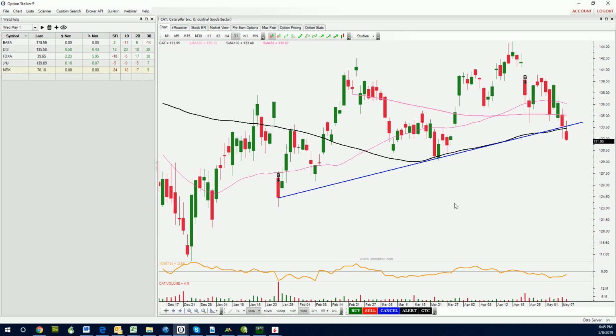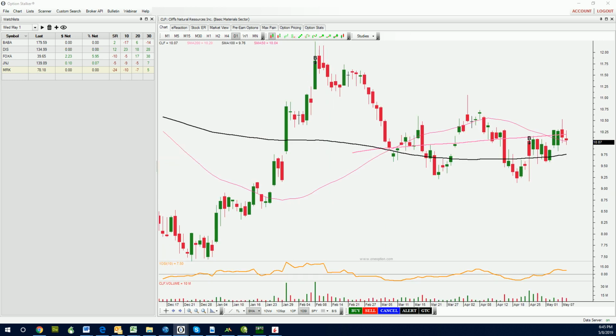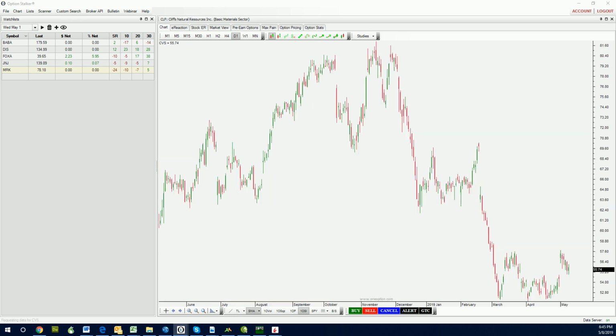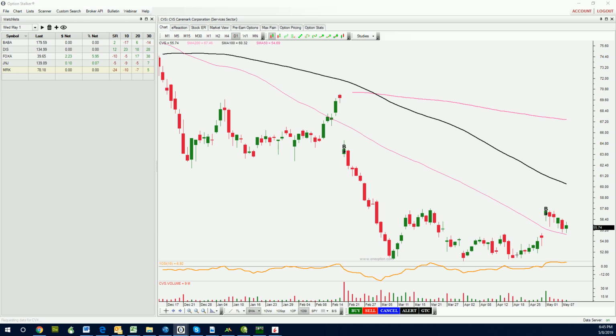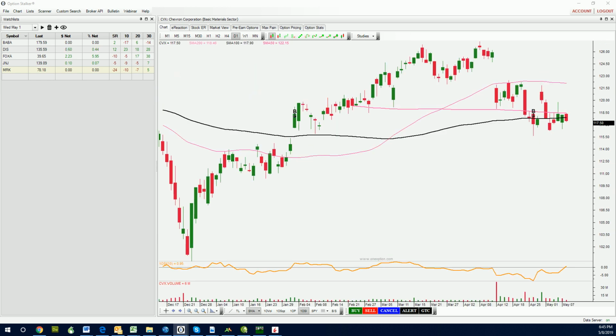This is a decent short. Stock is a bit choppy for my preference, but it's not a bad short. So we're going to put that on the list. You can see up and down and up and down. So that is one thing I don't like about Caterpillar. Nothing there. Compressing, nothing there.